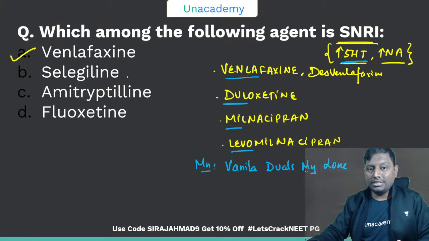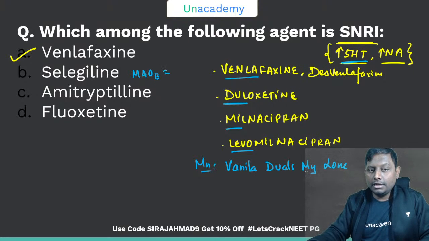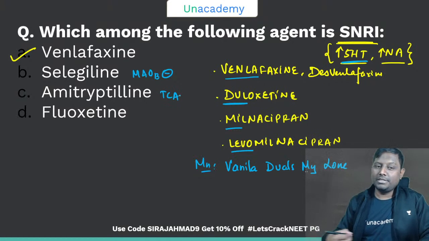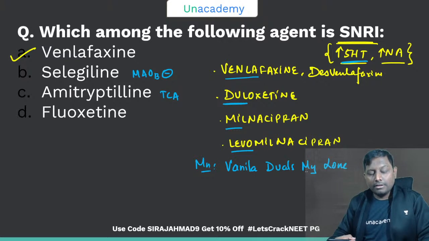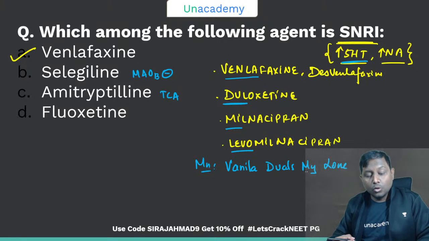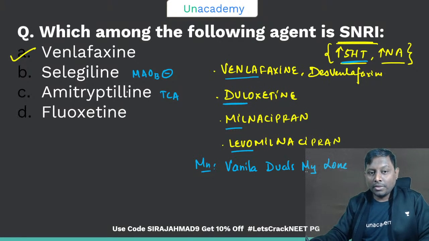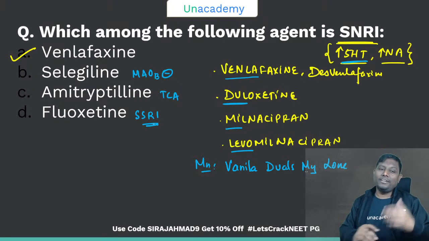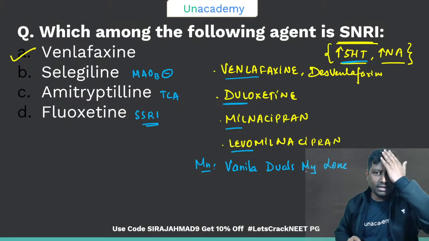What is selegiline? Selegiline is a drug that is an MAO-B inhibitor, as is rasagiline. Amitriptyline, guys, is one of the tricyclic antidepressants. What is fluoxetine here? Fluoxetine and norfluoxetine are your SSRIs, selective serotonin reuptake inhibitors. So the four drugs are from different classes, and you'll have to choose one drug from the SNRIs.